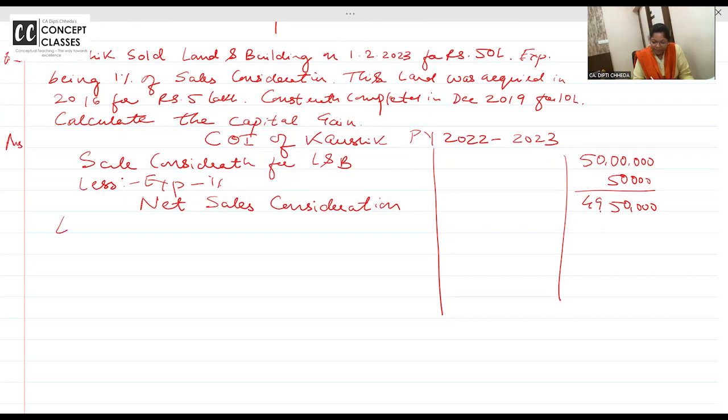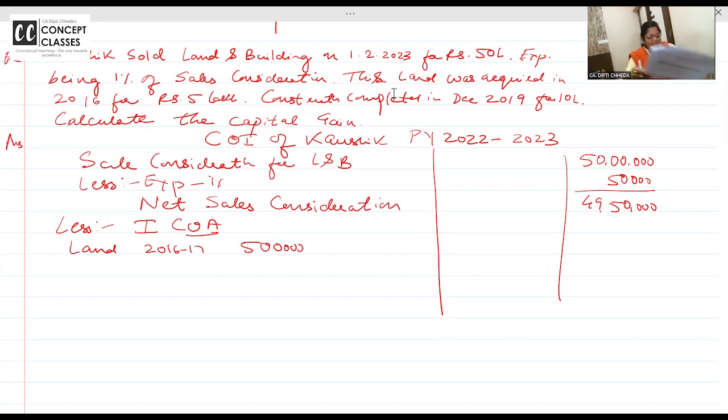Now, less indexed cost of acquisition. Why indexed cost of acquisition? Because you are holding the land and building for more than 2 years. If it is long term, we'll take the indexed cost. That is today's cost. What is index? CII, the cost inflation index, we use. When did you buy the land? In 2016-17 for 5 lakhs.